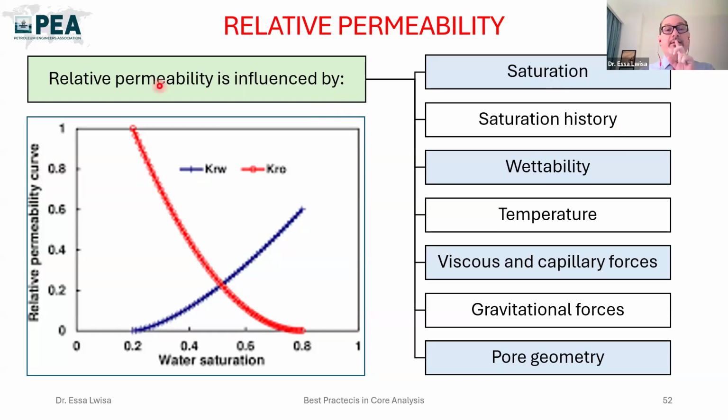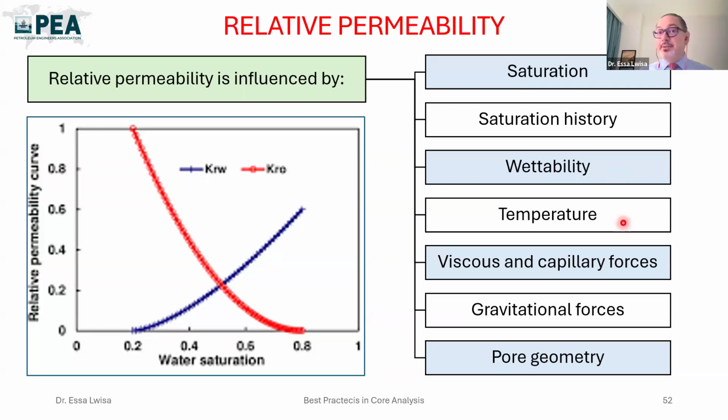The first parameter is saturation. The second parameter is saturation history. Saturated with water, then clean, then saturated with oil, then oil was displaced with water, then the sample was aged, then flood again with water. That will affect the permeability. Why? Because it will affect the wettability.